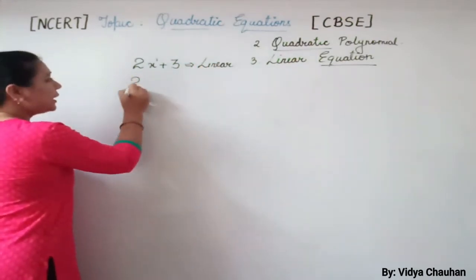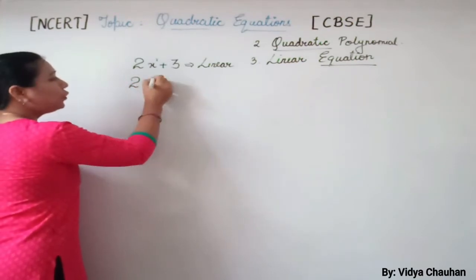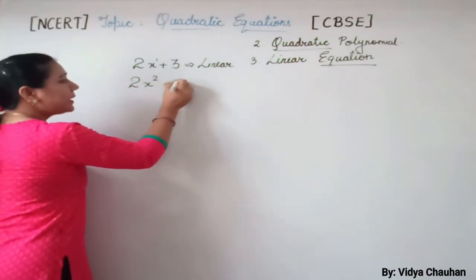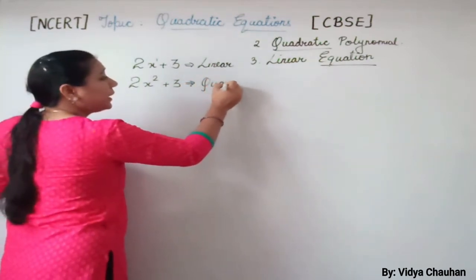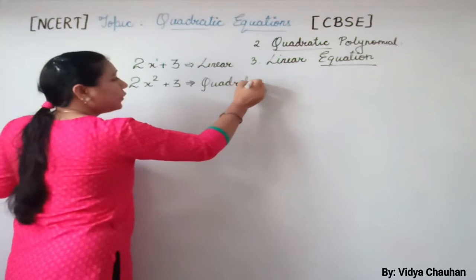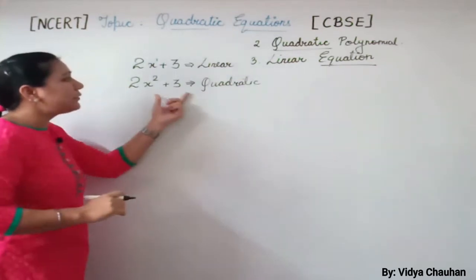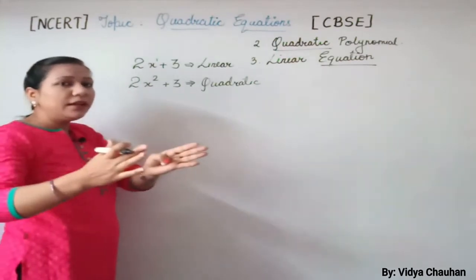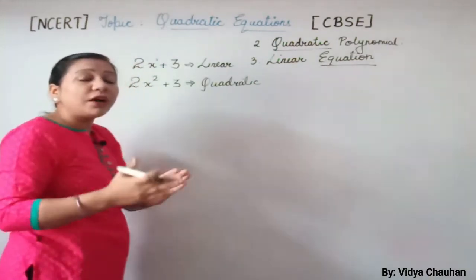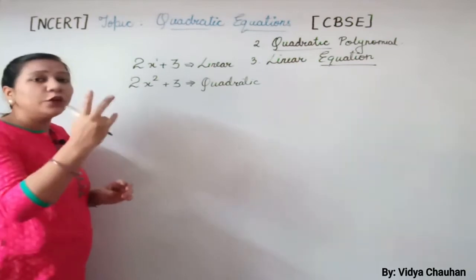Now in the same manner, if I write 2x square plus 3, then what will it become? It will become quadratic. So this is the first part of our chapter, quadratic. It means here we will deal with expressions which have power, or you can say degree, 2.